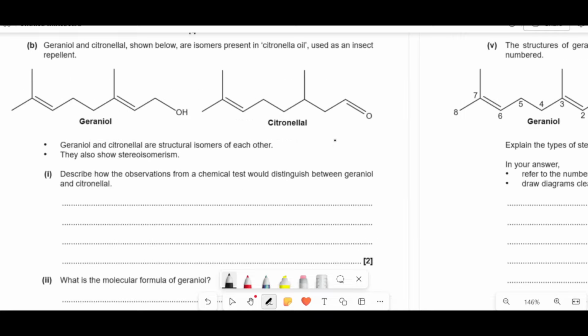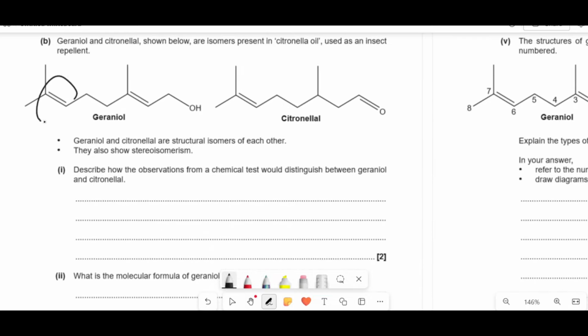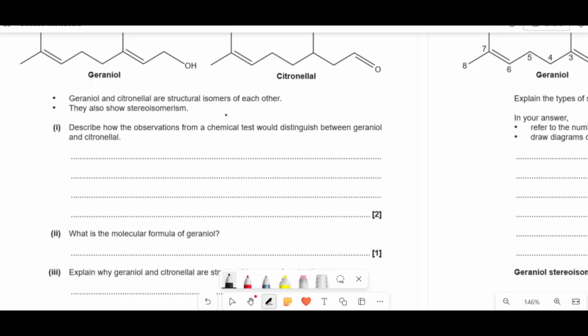There you go. So geraniol and citronellal are shown below, and they're isomers present in citronella oil, and they're used as an insect repellent. So here we've got an alkene group, we've got an alcohol, and we've got an aldehyde. So geraniol and citronellal are structural isomers of each other.